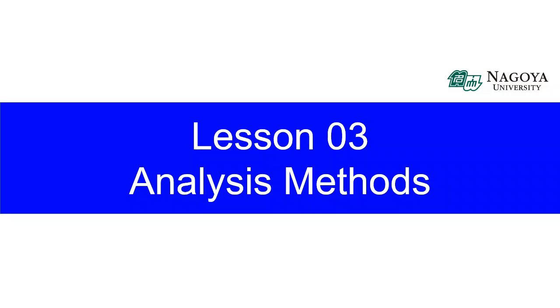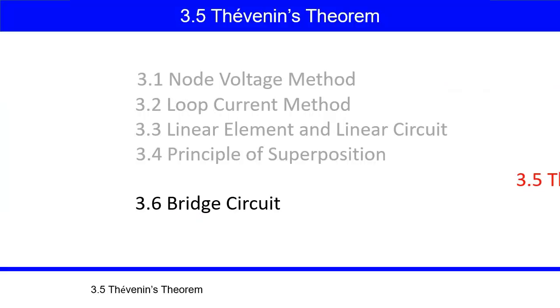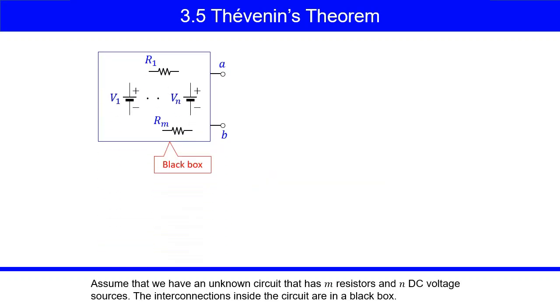Lesson 3, Analysis Methods. Section 3.5, Thevenin's Theorem. Assume that we have an unknown circuit that has M resistors and N DC voltage sources. The interconnections inside the circuit are in a black box.